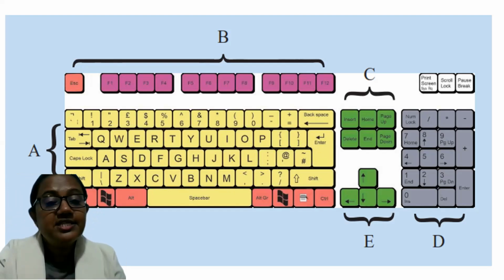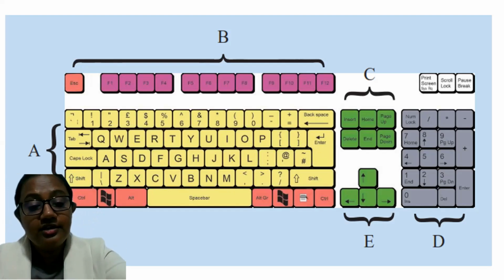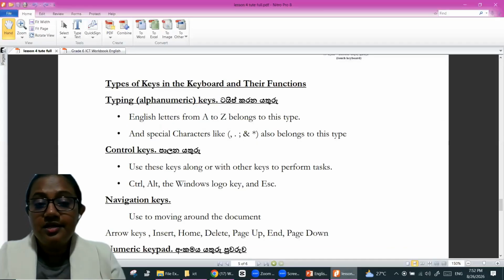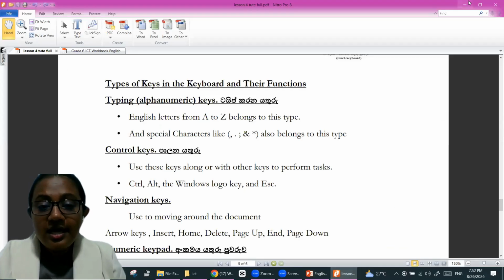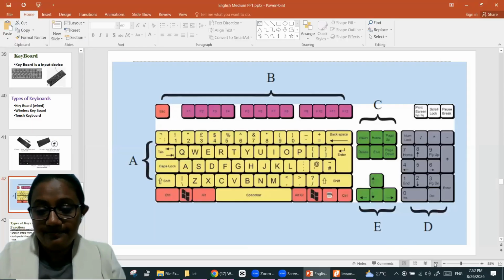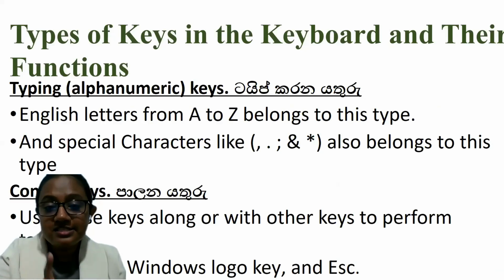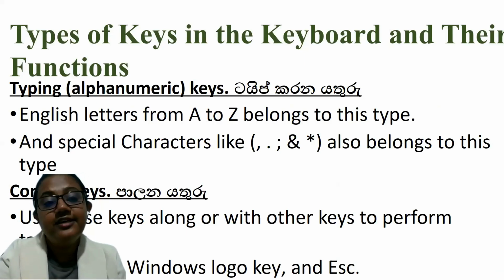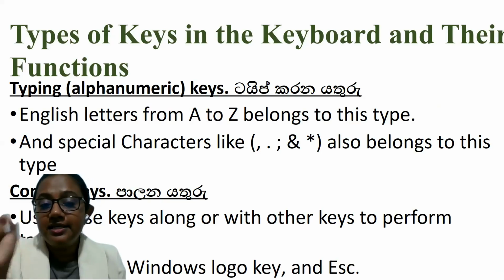Right. Let's go to the types of the keys on the keyboard and their functions. Let's go to the first type. First one is type-in keys, or in another word we can say alphanumeric keys. First highlight the type-in keys.